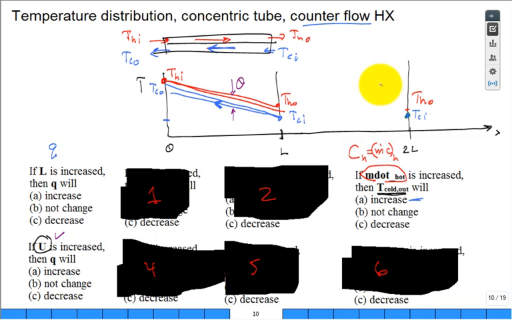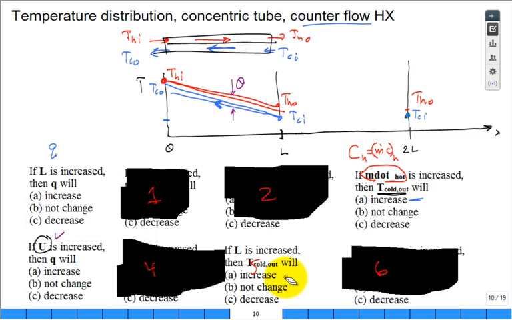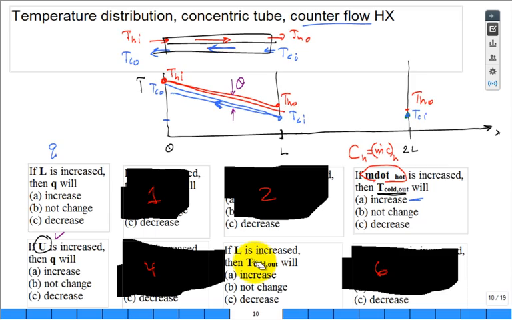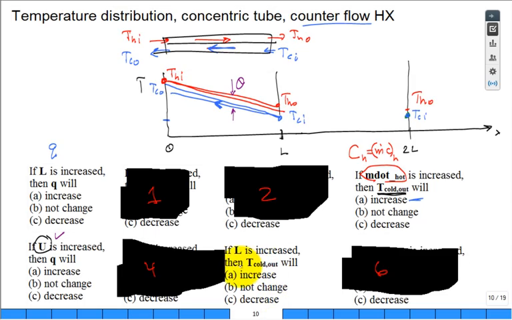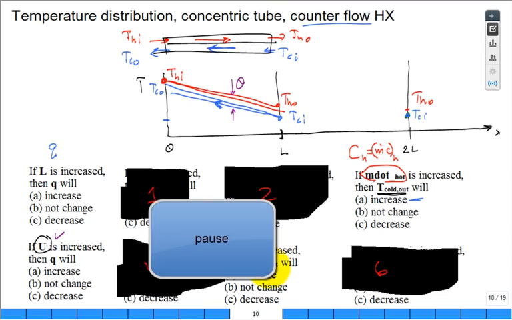Number 5. Okay. If L is increased, then the temperature of the cold will increase, not change, or decrease. If L is increased, you have a lot longer heat exchanger. What happens to the temperature of the cold fluid on the outlet? This is temperature cold out.